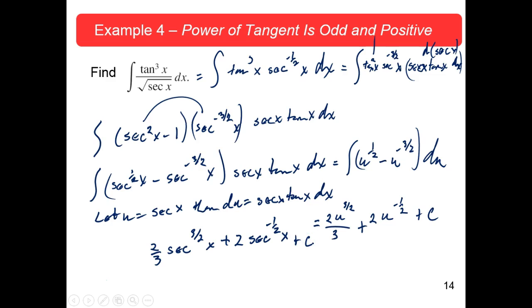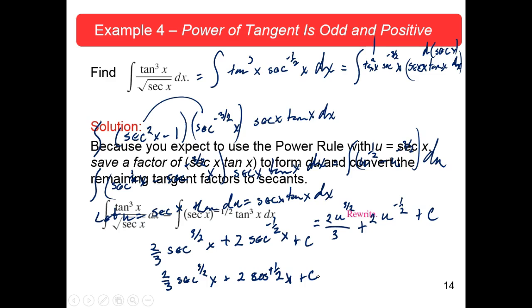Now, if you don't like writing it that way, which you may not, you could write it this way: 2/3 secant to the 3/2 x. If you move that downstairs, 1 over secant is cosine. So you could write that as plus 2 times cosine to the 1/2 x, plus c. Now, I don't know if the book does that or not.